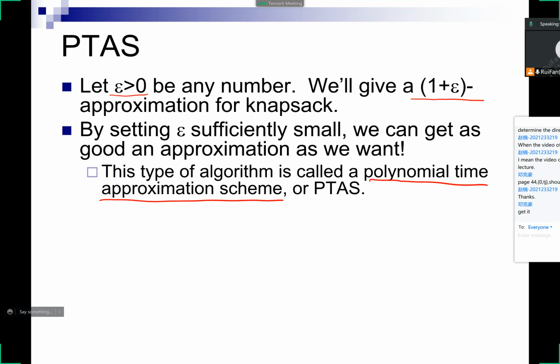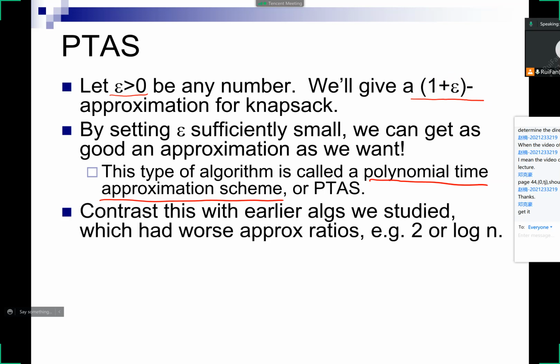So if you set epsilon to like 0.01, then you get a solution which is only 1% larger than the optimal solution. If you set epsilon to be 1 over a million, then you get a solution which is only like 1 millionth larger than the optimal solution. So that means that you can get a solution which is as good as you want.